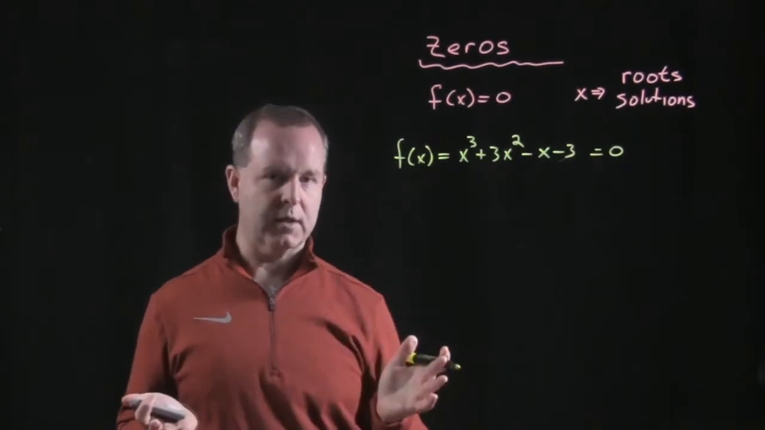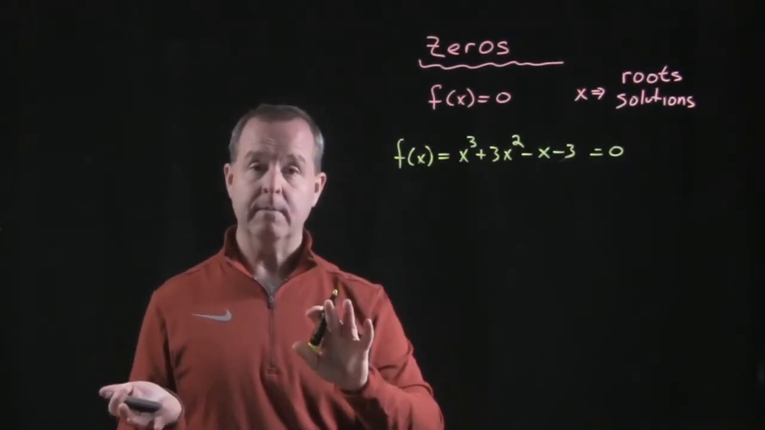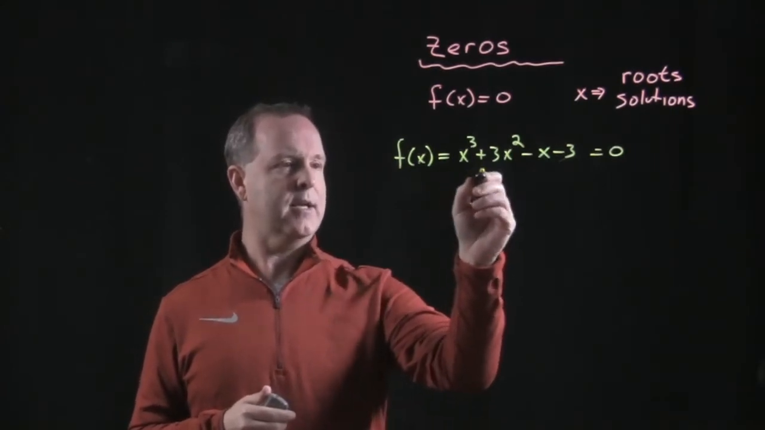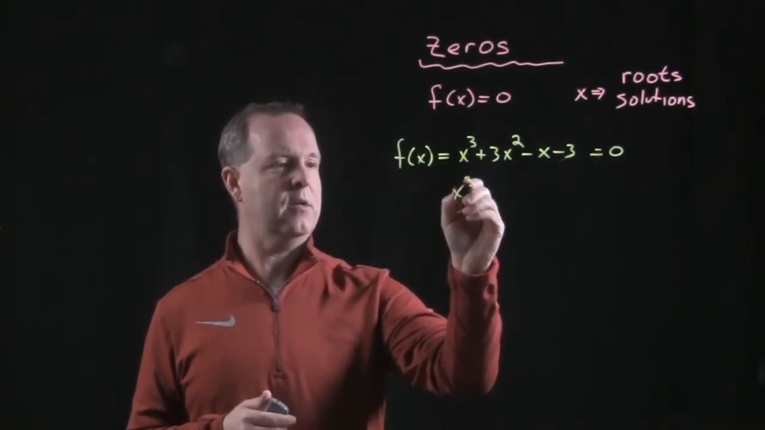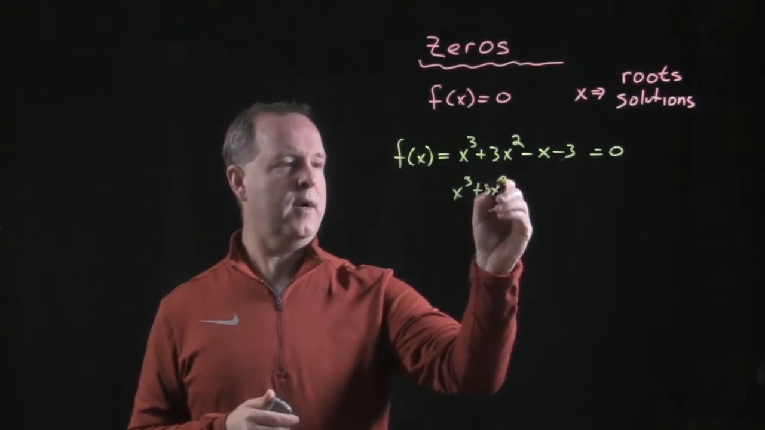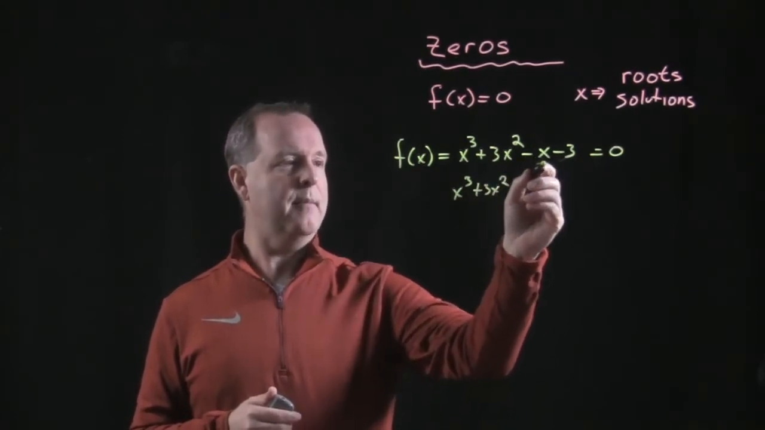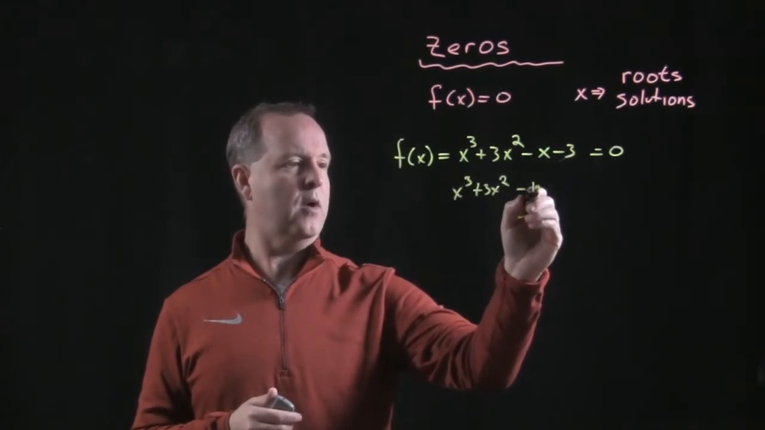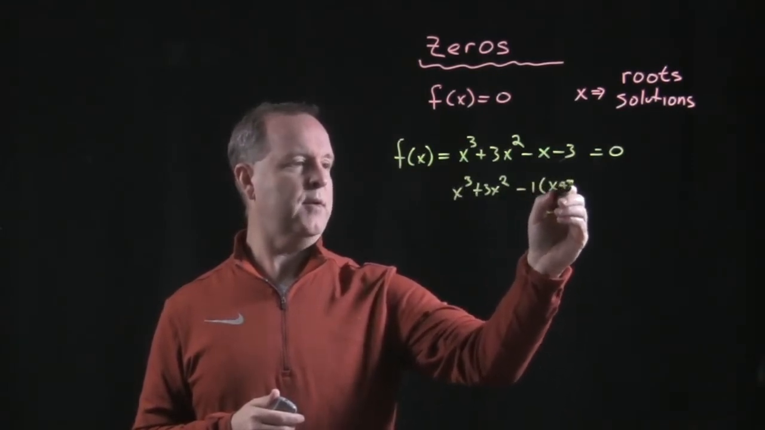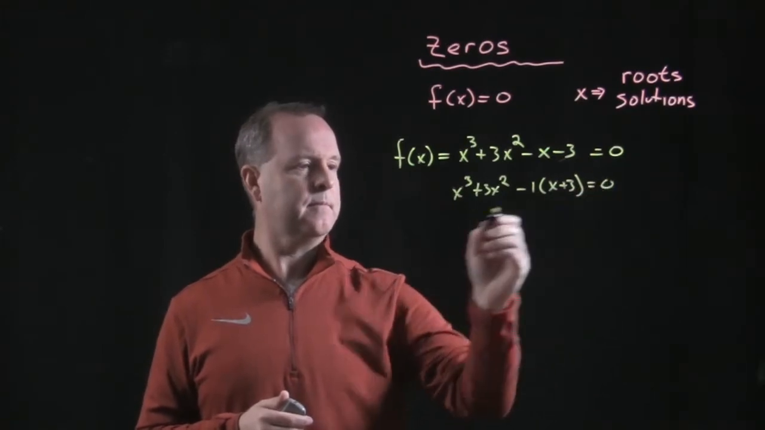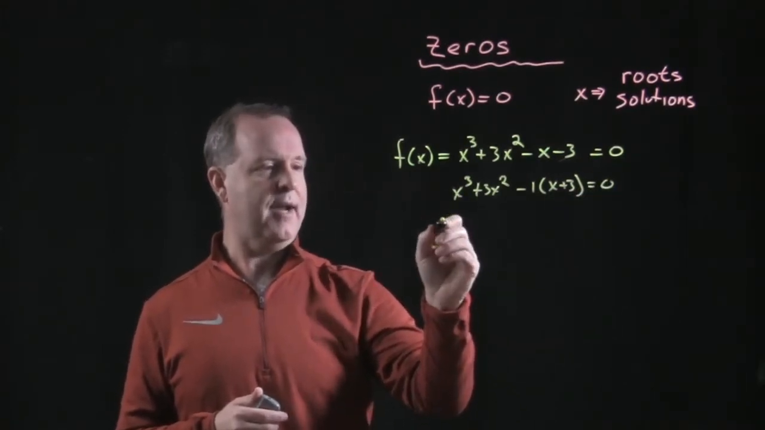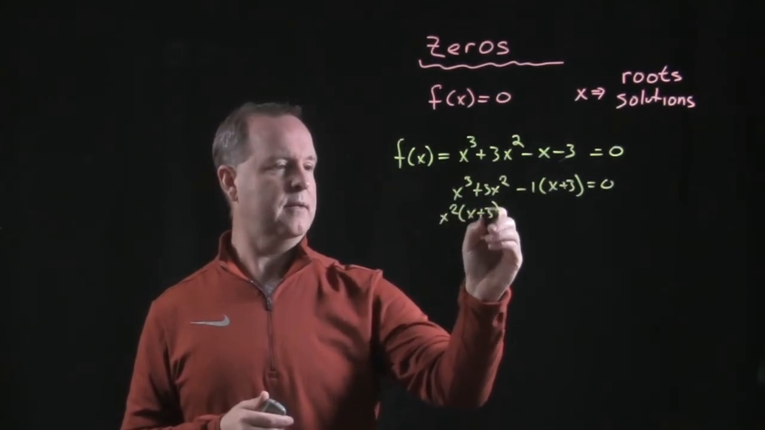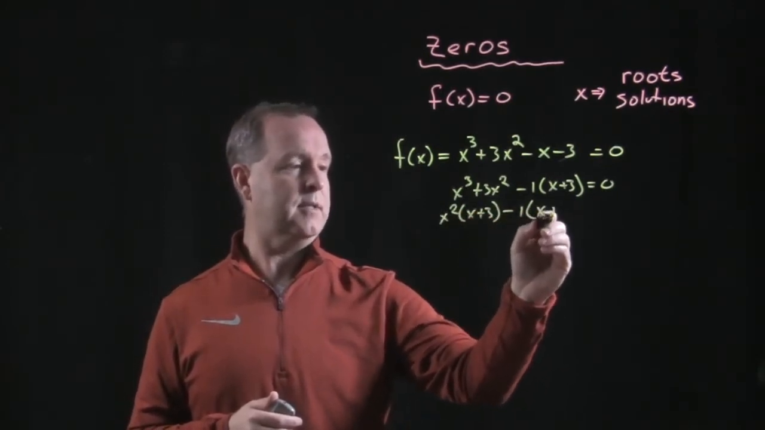Factoring this, I have 4 terms. I'm going to try to group them because grouping sometimes works with 4 terms. So it looks like I can group the first two. I'm going to have an x cubed plus a 3x squared. And then I'm going to factor out a negative 1 on this one. So I have a negative 1 and I have an x plus a 3 in there. On this first one, I'm going to factor out an x squared, left with an x plus a 3, minus 1 times an x plus a 3.